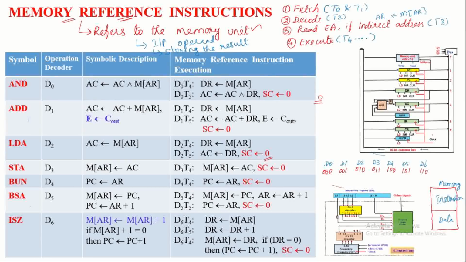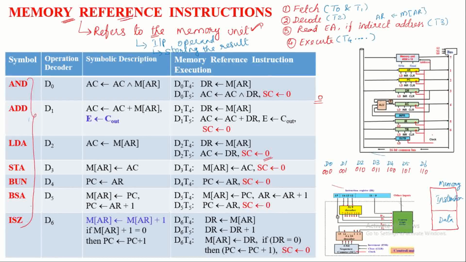Let us now discuss one of the important points of memory reference instructions. For performing any of their operations, memory reference instructions refer to the memory unit, either for taking one of the operands or for storing the result. These instructions refer to the memory unit. That's why they are classified under memory reference instructions.